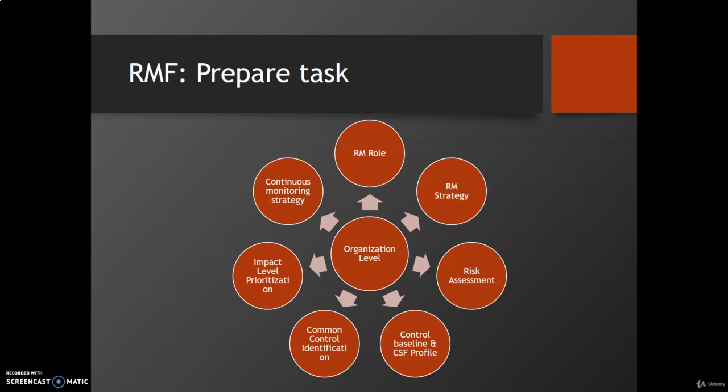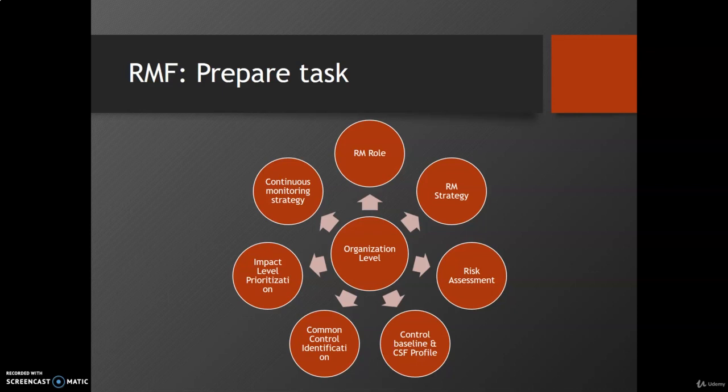Now let's come to the first task, that is RM role. RM role means risk management role. What do we do in this task? Identify and assign individuals to specific roles associated with security and privacy risk management. The roles and responsibilities may include persons that are internal or external to the organization. Internal means the employees; external can be the insurer, vendors, third parties, customers, all those things.